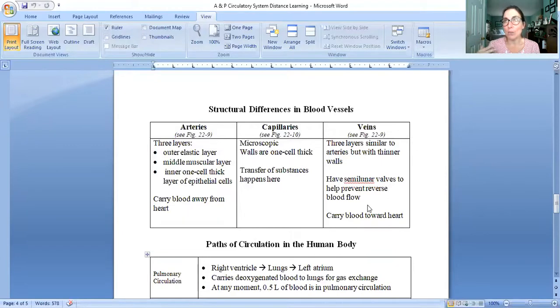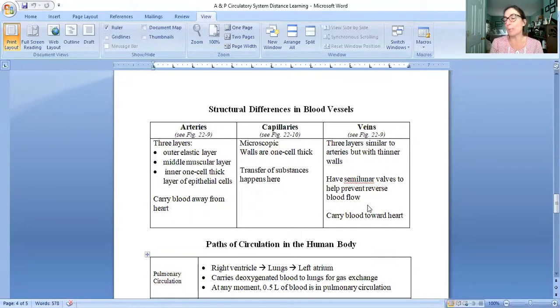And that makes sense if you understand that arteries are carrying blood away from your heart. Let's say you're standing up and your arteries carry your blood away from your heart down to the rest of your body. Well, if you're standing up, then the force of gravity is going to help carry your blood away from your heart, and it's not naturally going to want to flow in the opposite direction against the force of gravity.